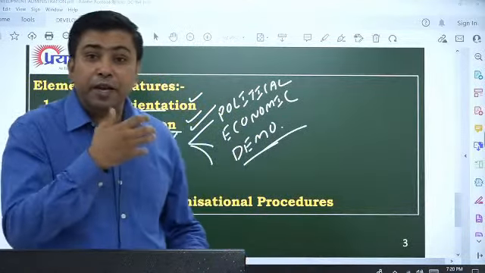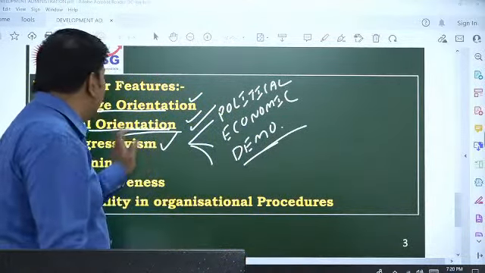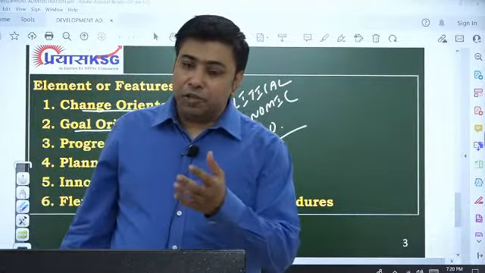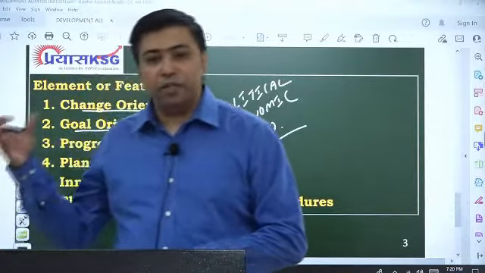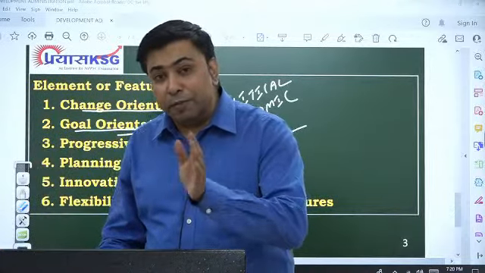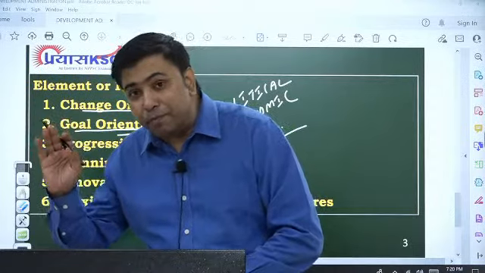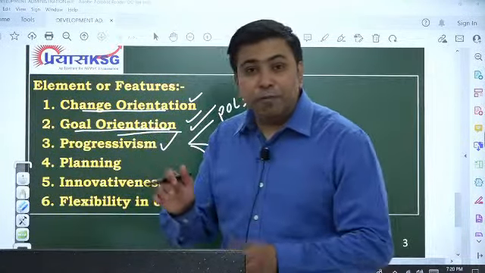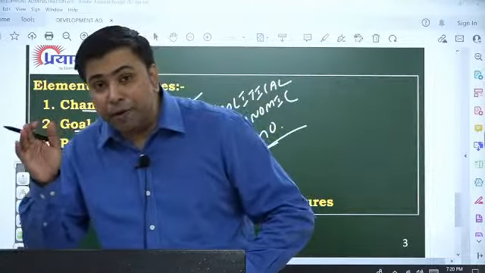So these are the basic elements of a notion called progressivism. And if any country is able to achieve or attain the elements of progressivism, then we can say that particular country is on the right path of the three important elements of progressivism. We can say that particular type of administration would be a development administration.